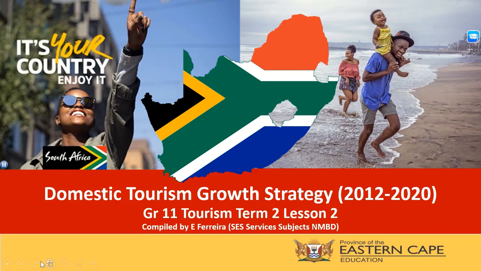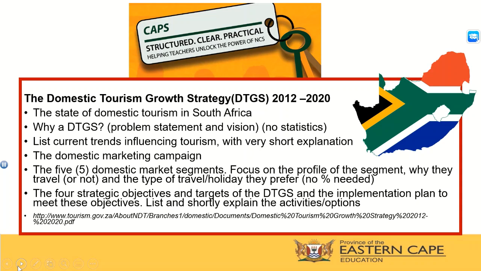If we take a look at the curriculum, grade 11s, you will see that what we are studying is based on the domestic tourism growth strategy, and we looked at various aspects in the last lesson. That was the state of domestic tourism in South Africa, and why it is necessary to have a domestic tourism growth strategy. We also looked at current trends that influence tourism, as well as strategic objectives and targets. In today's lesson, we will be focusing on the 5 domestic market segments, as well as the domestic marketing campaign.